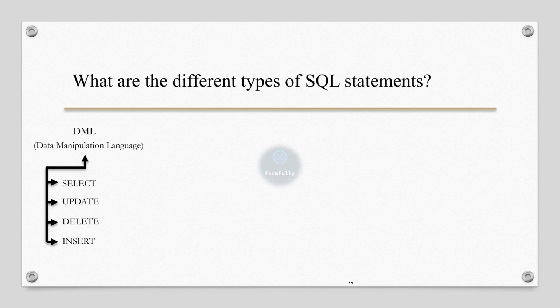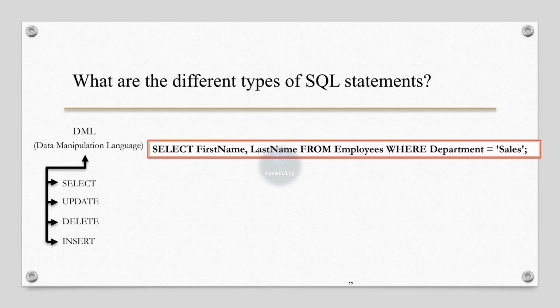Now the DML statement. Select is used to retrieve data from a database. Example is select first name, last name from employee where department equals to sales. First name and last name are the column name. So through this statement, we are retrieving first name and last name from employee table whose department is sales.